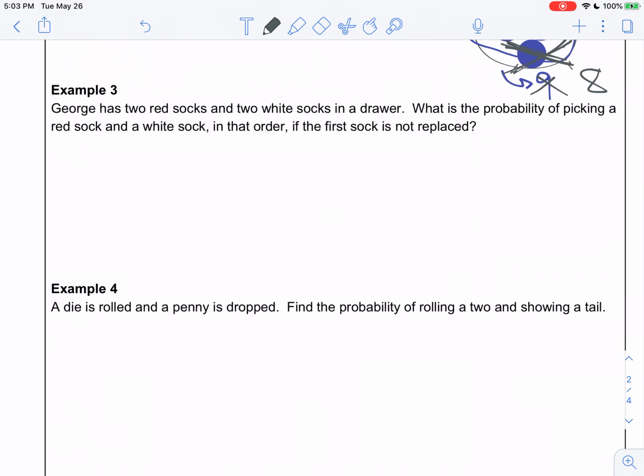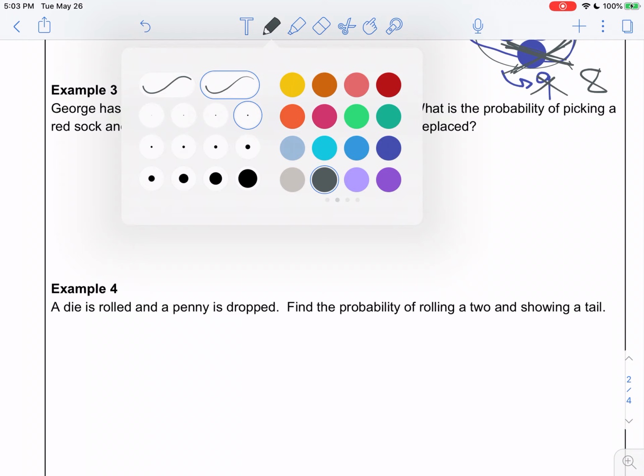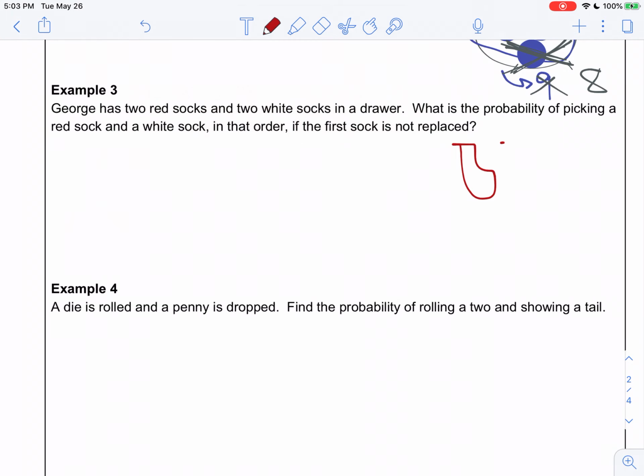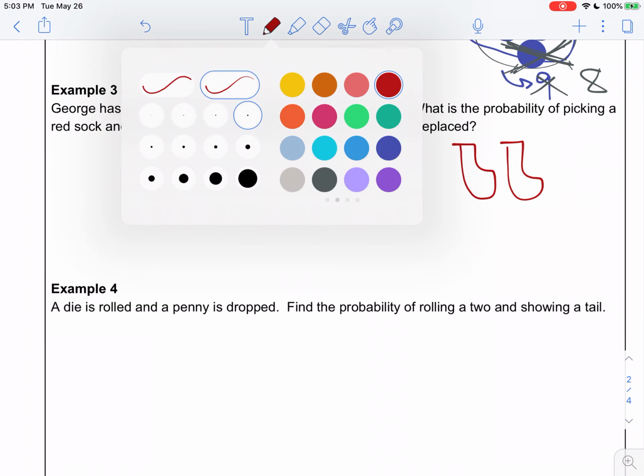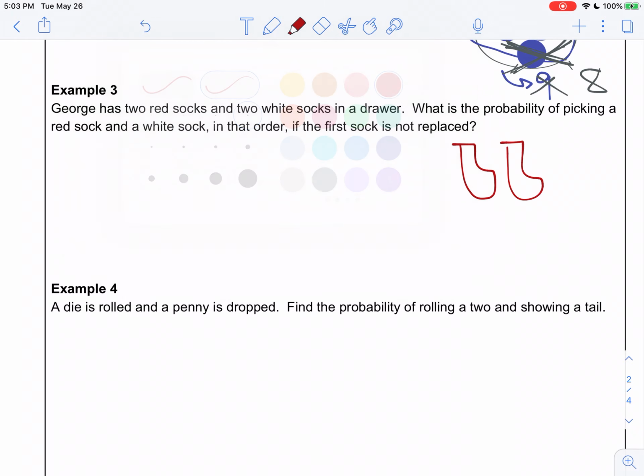George has 2 red socks and 2 white socks in the drawer. So sock number 1, sock number 2. Can make it red if you'd like. And then we also have the white socks. So what's the probability of picking out a red sock and a white sock in that order if the first sock is not replaced?